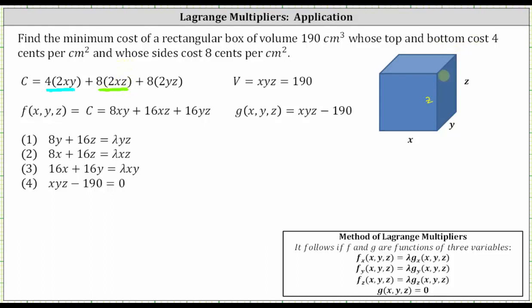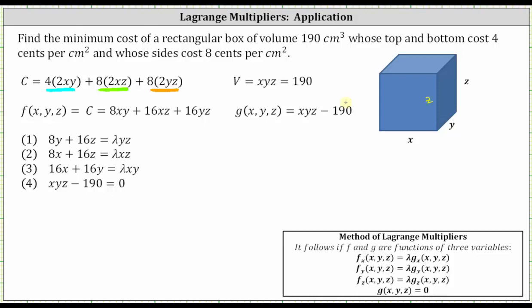And then finally for the right and left sides, the dimensions are y by z, and therefore the total area of the right and left sides would be 2 times y times z at a cost of 8 cents per square centimeter, giving us 8 times 2yz for the cost of the right and left sides.